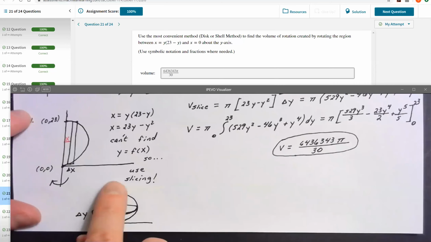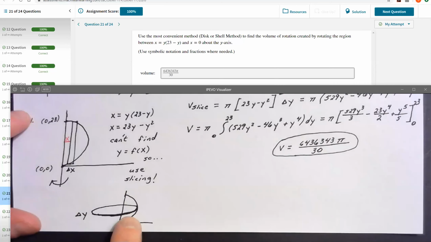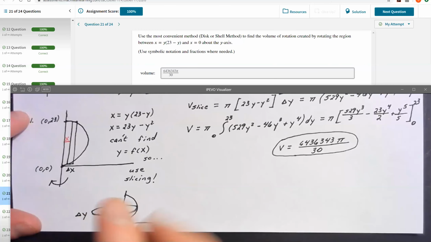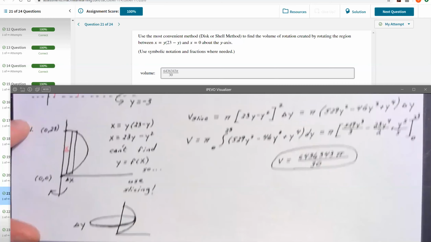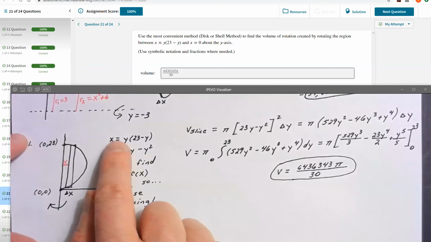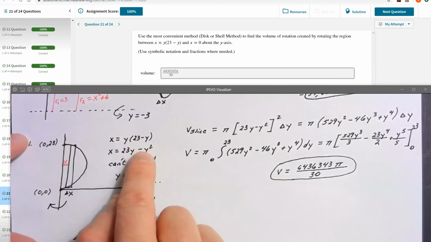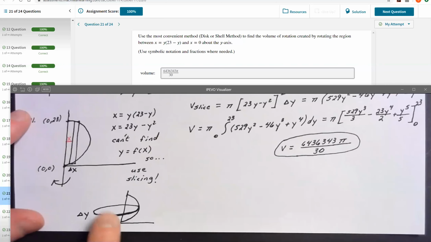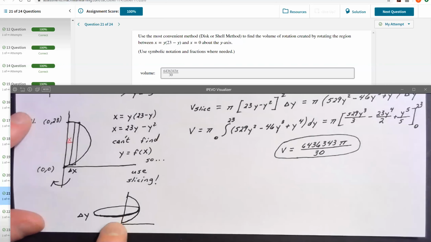So I'm thinking, okay, I'll use slicing. Now, the unfortunate thing with slicing is that you think, well, anytime you use slicing about a vertical axis of revolution, your slice is going to be delta y. You think that's a bad thing, but in this problem, it's not, because what we were given initially was x in terms of y. So that's going to work out nicely. I'll say, okay, I'll use slicing then.